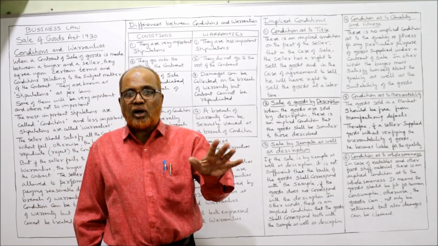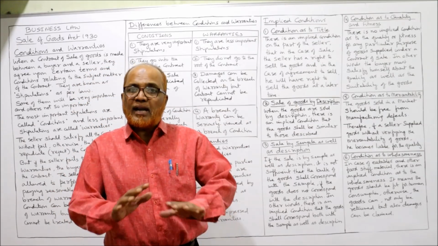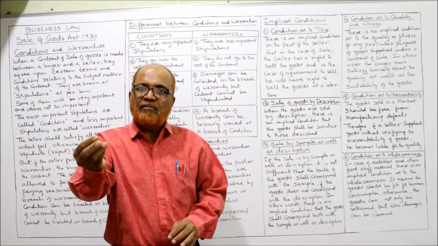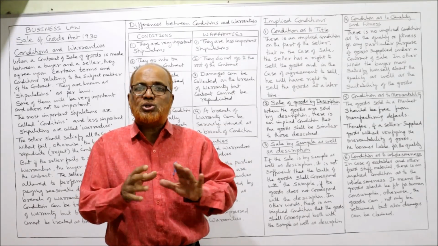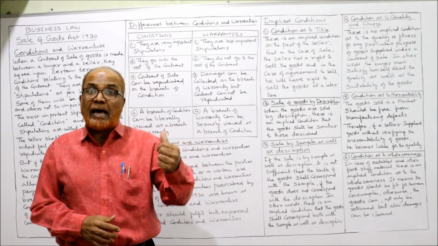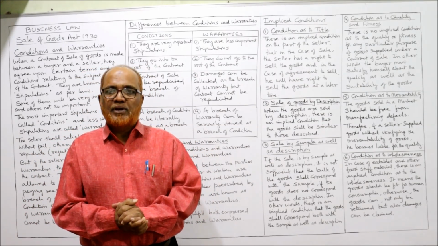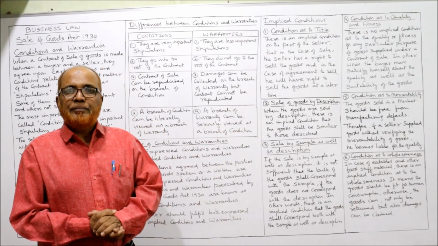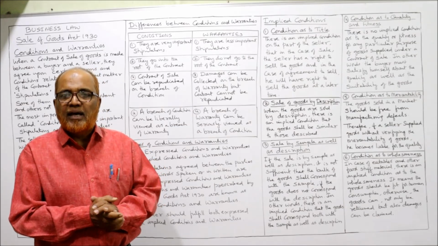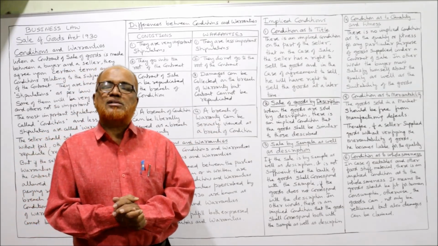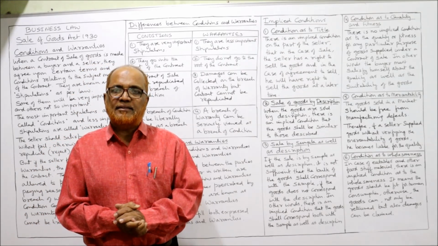If the seller has not supplied wholesome goods, then what will happen? The contract will be repudiated. The buyer will return the goods. Not only will the buyer return the goods, but the buyer can also claim damages from the seller because the goods are not wholesome. So these are some of the implied conditions in a contract of sale, and these implied conditions are given by the Sale of Goods Act 1930.